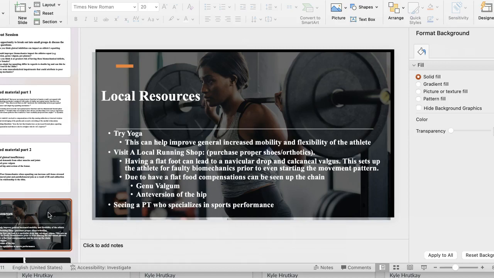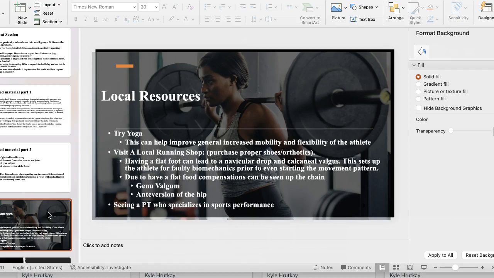So, a couple key factors here: having a flat foot can lead to a navicular drop and calcaneal valgus, right? Whether compensated or uncompensated, we can see these two things occurring in the athlete. This sets the athlete up for faulty biomechanics prior to even squatting or performing the movement pattern, right? Due to having a flat foot, compensations can be seen up the chain. Again, genu valgum and anteversion of the hip are going to be commonly seen.